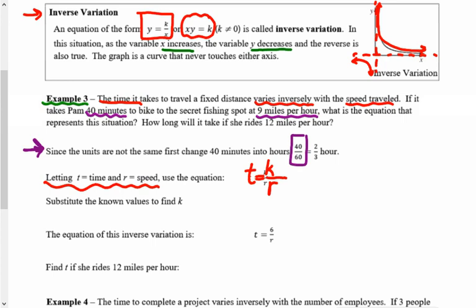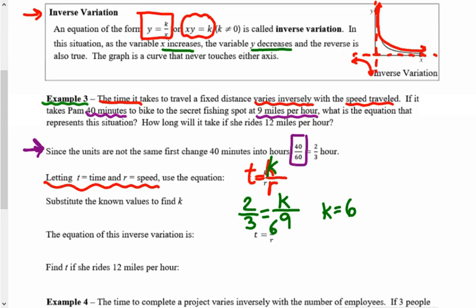Now we need to figure out what k equals. It takes Pam 40 minutes, which we just figured was 2/3 of an hour, when she is traveling at 9 miles per hour. If I multiply the 9 across to the other side, I wind up with k equals 6, because 2/3 times 9 is 6. Now I can take that 6 and substitute it back into my original equation for k, and I have t equals 6 over r. So that's the equation that represents the situation.